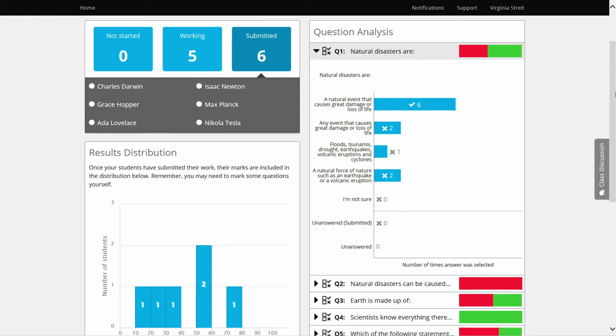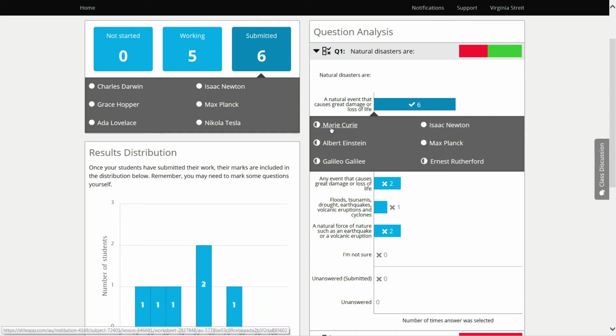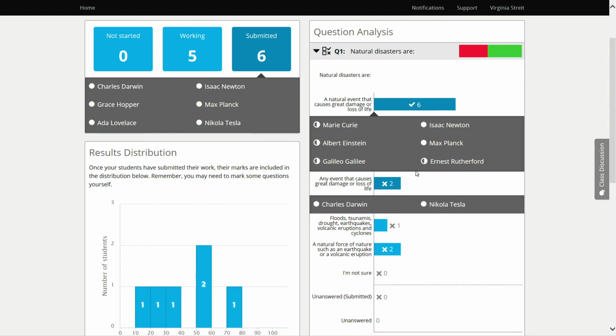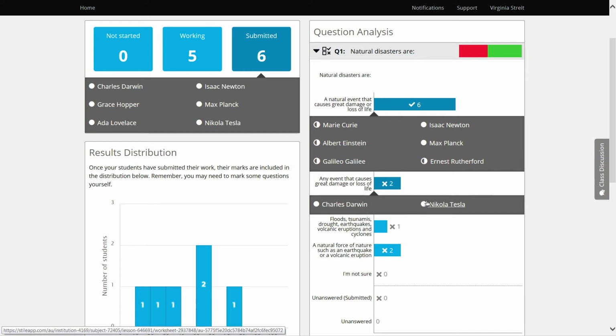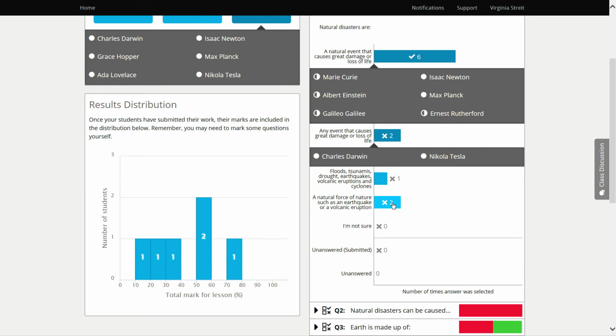Now this was a multiple choice question, so I can see here this first answer was correct, and I can see the 6 students who answered with this answer, who ticked that box. But a couple of my students ticked the incorrect box. Charles Darwin and Nikola Tesla got that question wrong. And fortunately, everyone had a go. No one ticked I am not sure, which is good.